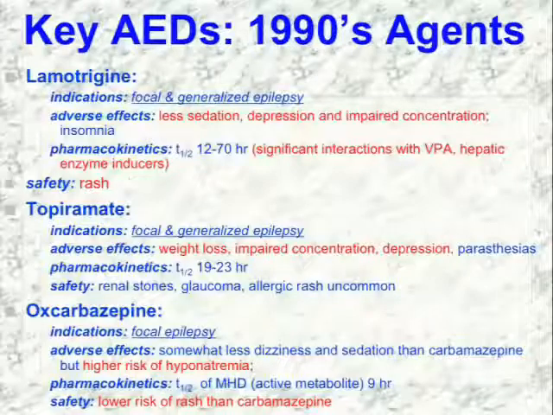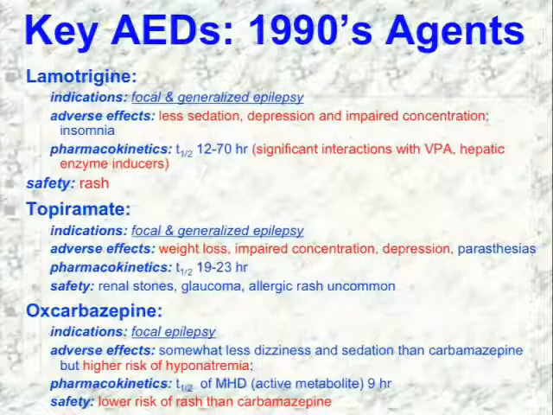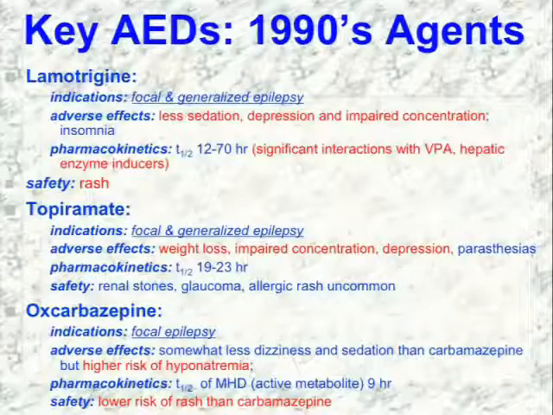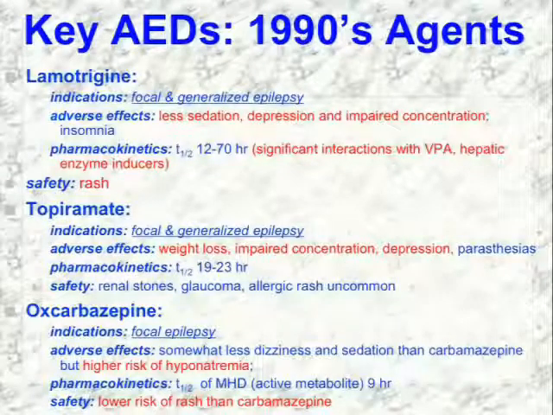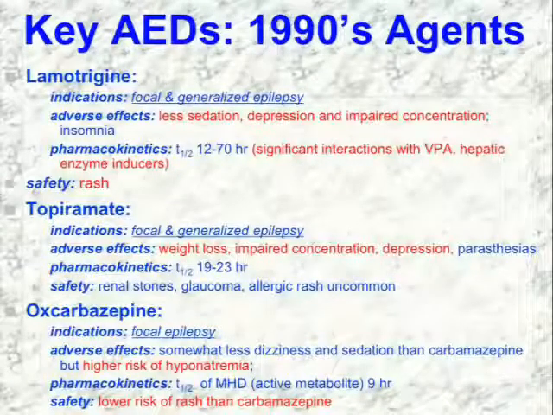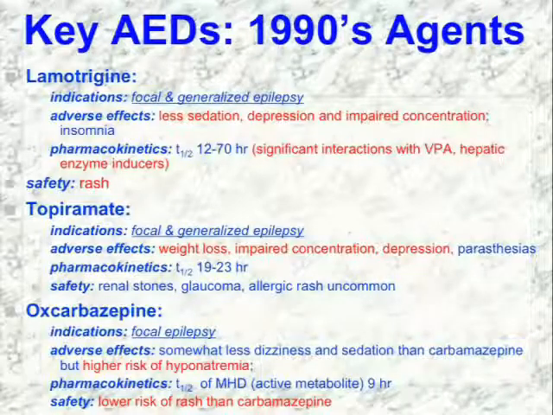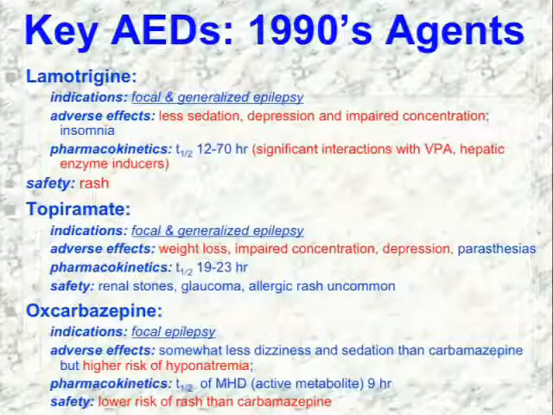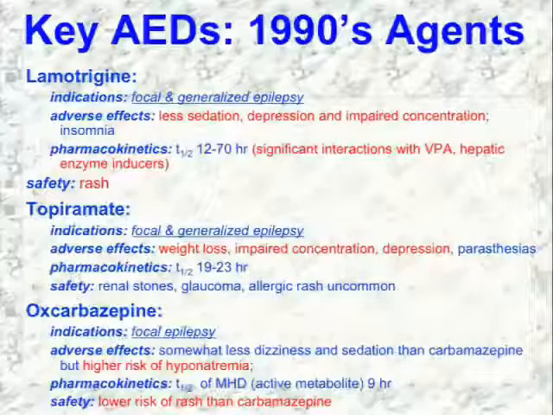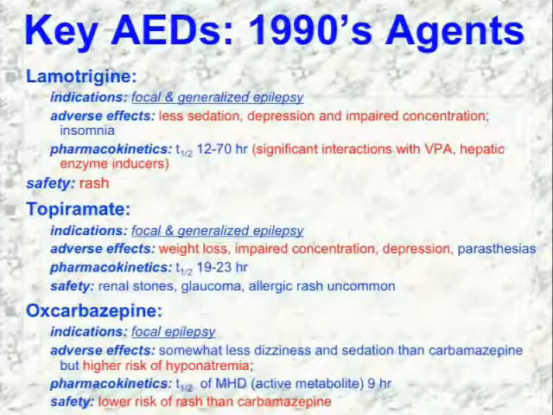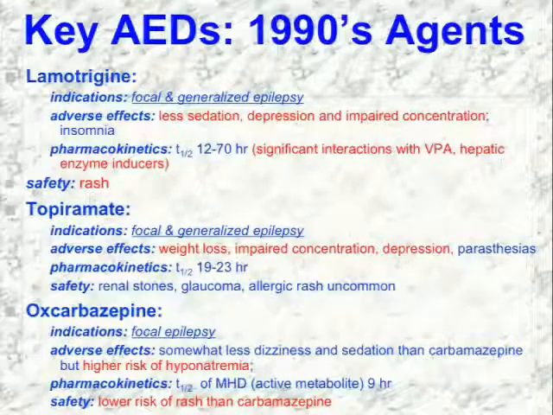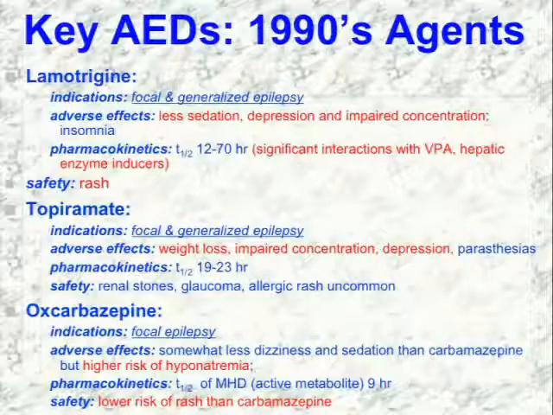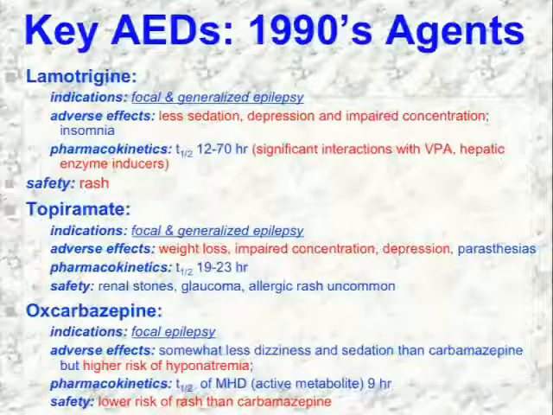Lamotrigine. We use lamotrigine a lot, and the reason we use lamotrigine a lot is that it's broad spectrum. It can be used for focal and generalized epilepsy, but we use it primarily because it produces less sedation and less depression, less negative effects on mood, and less reports of negative effects on concentration. The problem with this medication is a 3% risk of allergic rash, so it has to be started slowly. It has very complex drug interactions, particularly with Depakote.